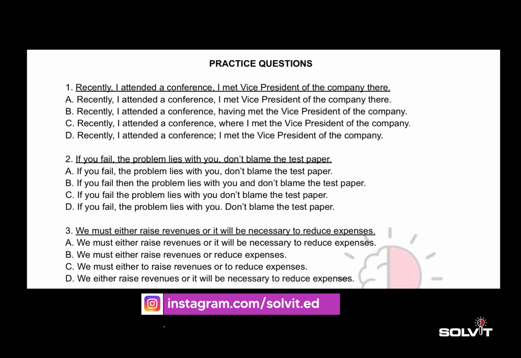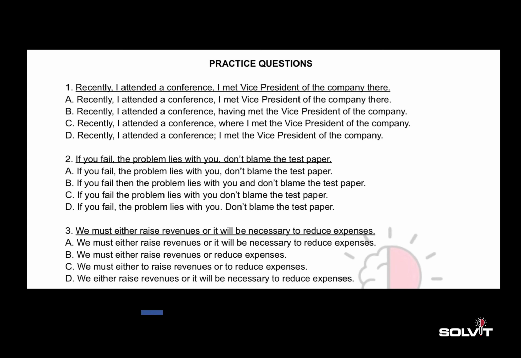So number one is, recently I attended a conference. I met vice president of the company there. Now, as you can see, the entire sentence has been underlined, right? So what does that mean? We have to improve the entire sentence. Now, if only a part of a sentence was underlined, you would only have to improve that part of the sentence. Okay, but right now we have to check whether the entire sentence makes sense, and we have to improve it. Okay, so let's look at the options one by one.